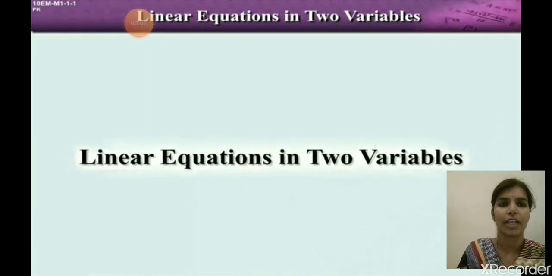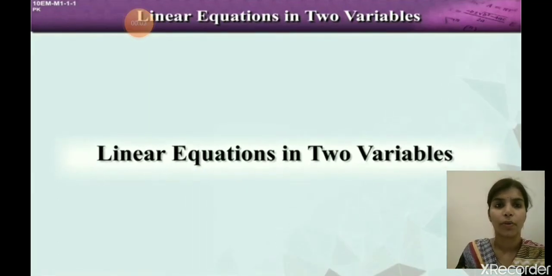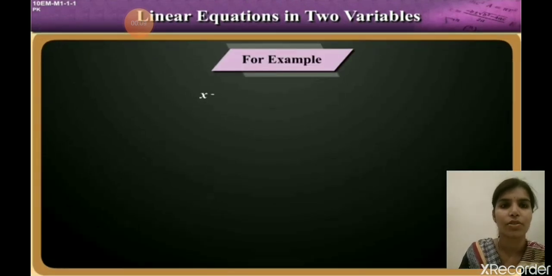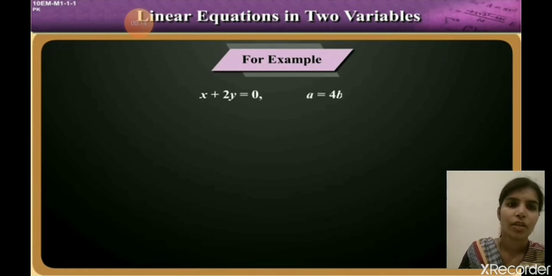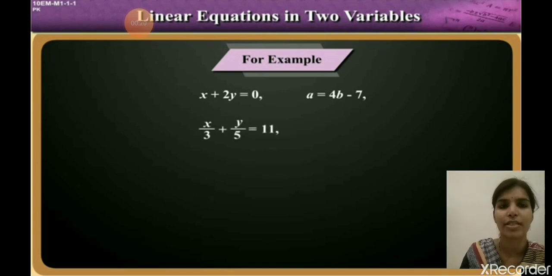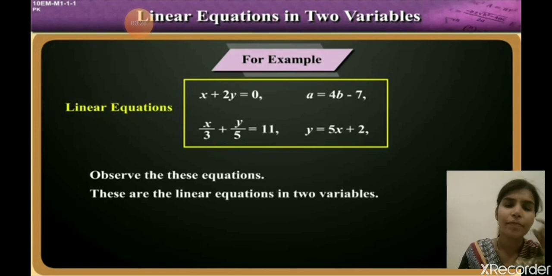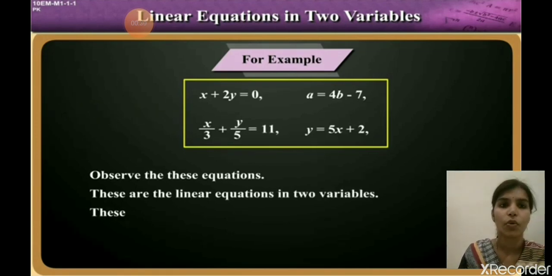Linear equation in two variables. Today we are discussing that lesson. I am giving you some equations: x + 2y = 0, a = 4b - 7, x/3 + y/5 = 11, y = 5x + 2. Observe all of the equations. These are linear equations in two variables.